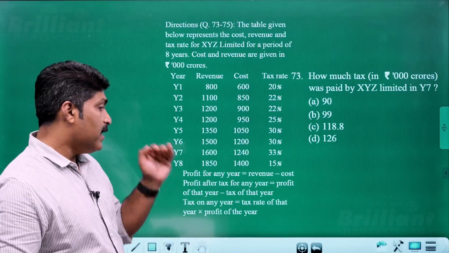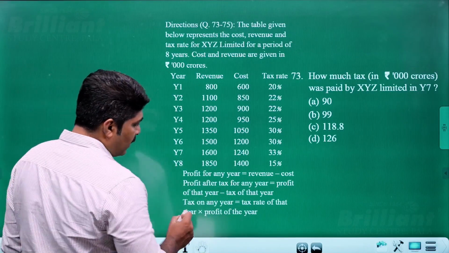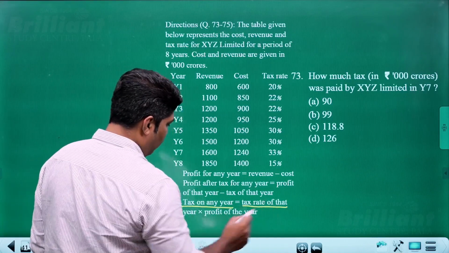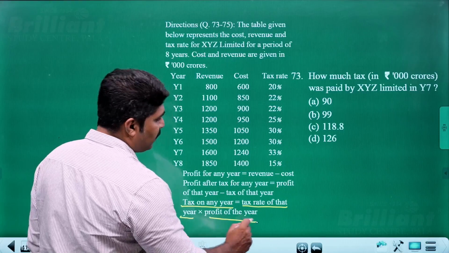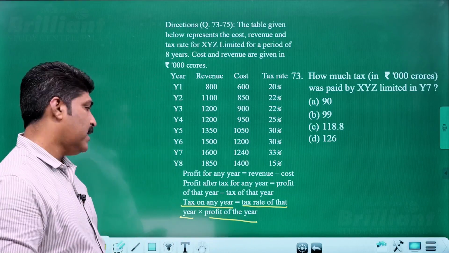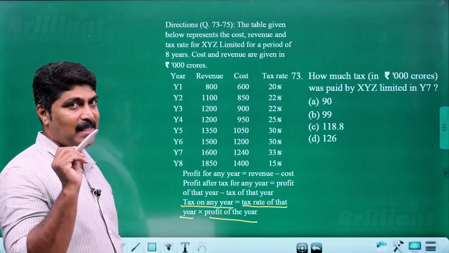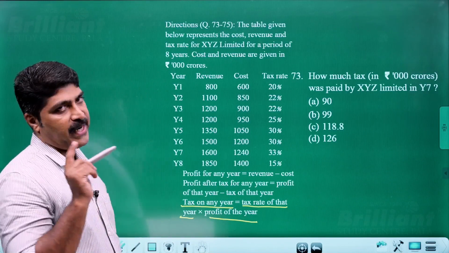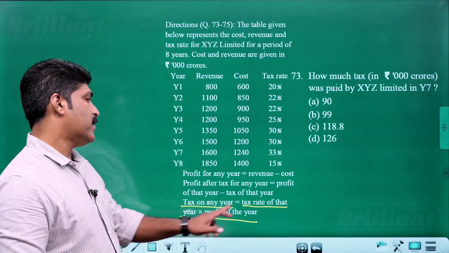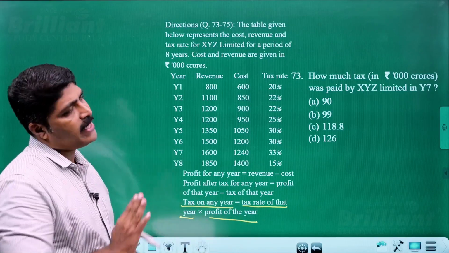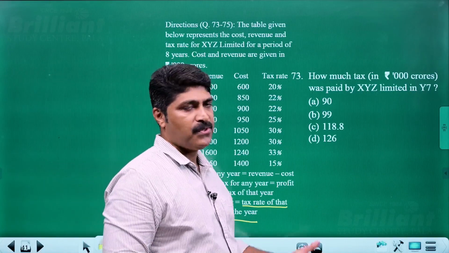There is a very important understanding: tax in any year is the tax rate of that year into the profit of the year. What it means is that tax is calculated on profit. Understand that point clearly. So tax rate of that year into profit of the year. That's the basic idea you have to understand from this data.